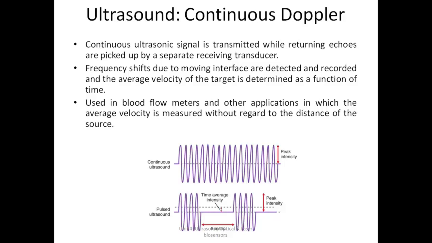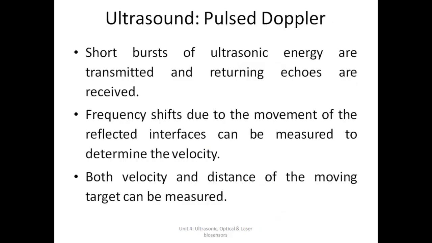So basically, the average velocity is calculated from the frequency shift that is occurring in the echo that you are getting. Then the frequency of that echo is compared with the source transmission, and we see how much the frequency has shifted. That gives you the value of the velocity of the moving target. So blood flow meter is one very popular example for that. The velocity of blood flow is measured with the help of this ultrasound continuous Doppler effect.